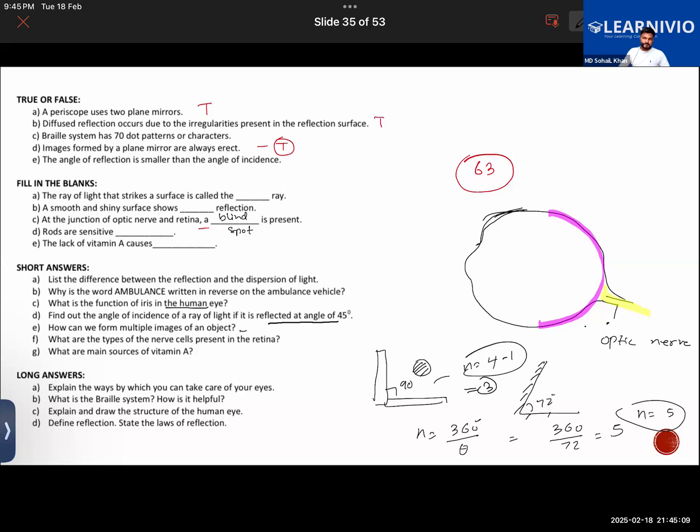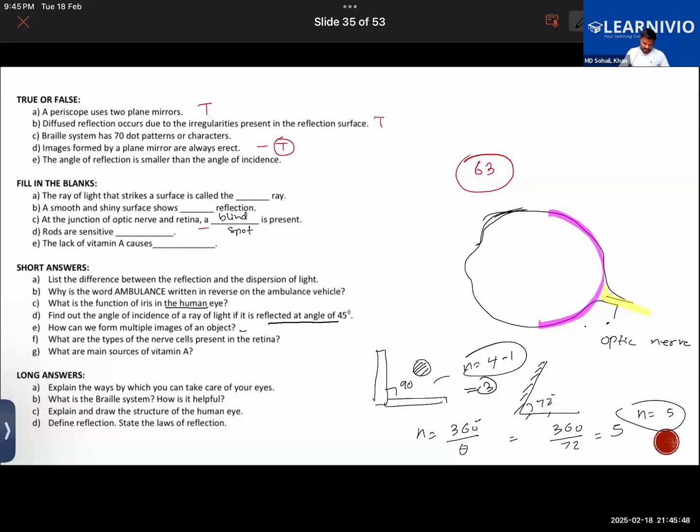Rod cells and cone cells. Okay. Next, what are the main sources of vitamin A? Carrot. Carrots, a very good source of vitamin A. And apart from that, green leafy vegetables, right? Green leafy vegetables, oranges, fish, dairy products, eggs. So many sources of vitamin A are there.